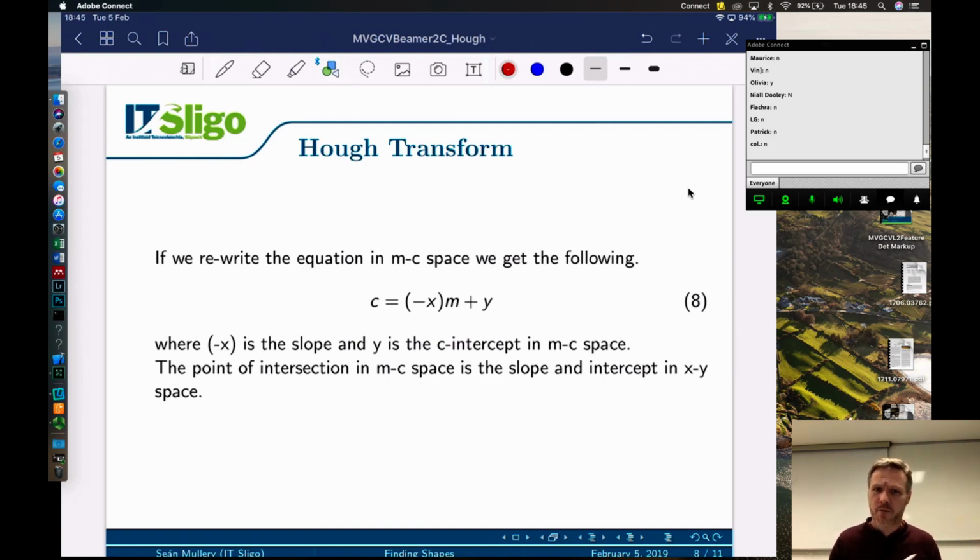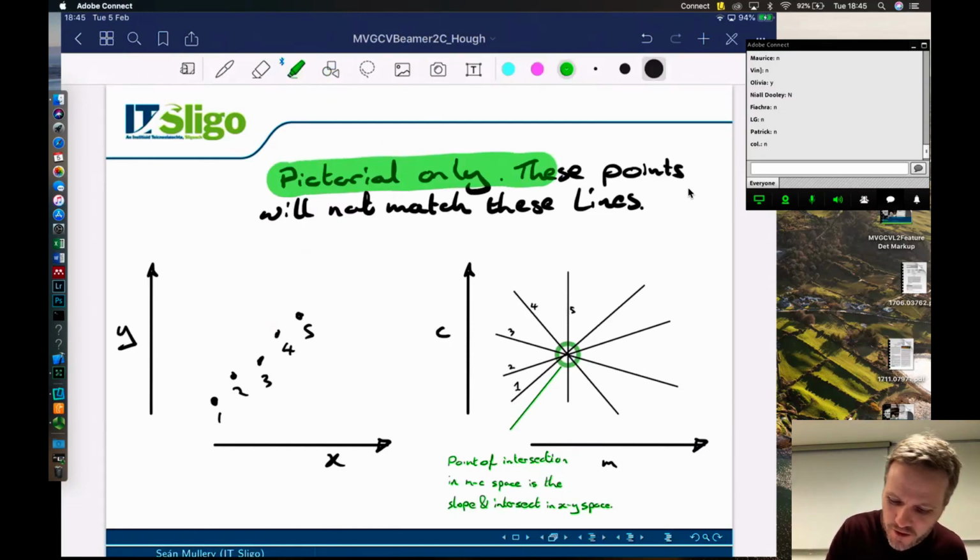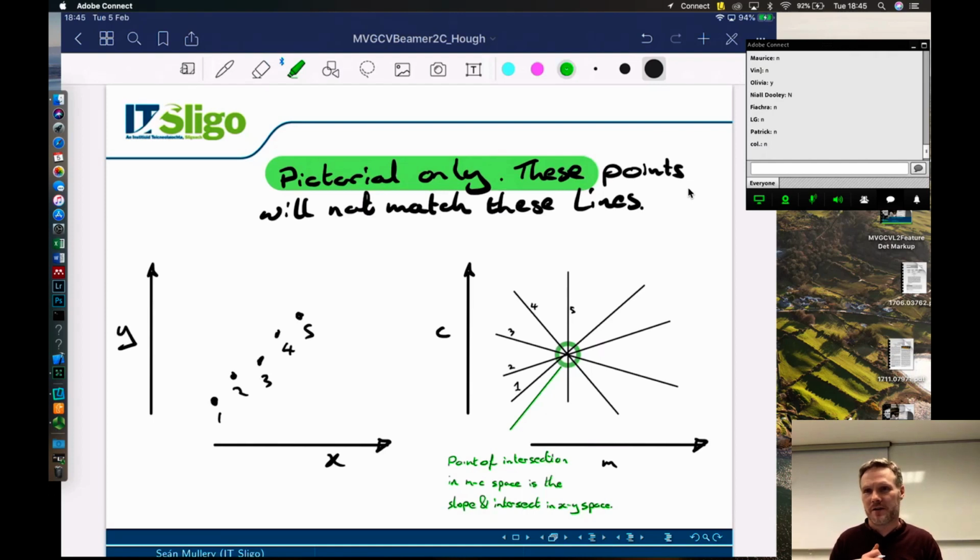So the point of intersection in the MC space is the slope and the intercept in the XY space. Okay, so what I've done here, I want to stress what I've written up here is pictorial only. Basically I've pretended that I figured out what lines do what, purely to show you what happens. But these are not the actual lines that would match these points, and I want to make sure that you're very, very clear on that.